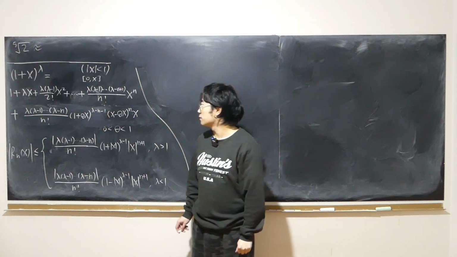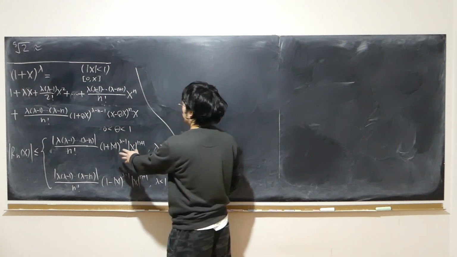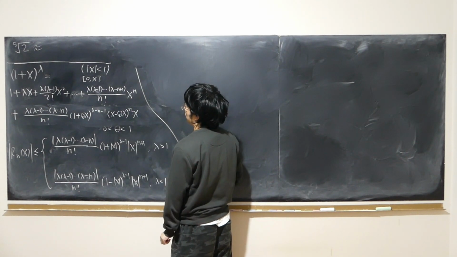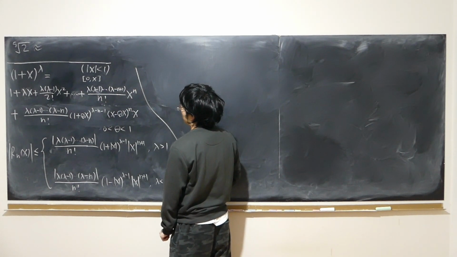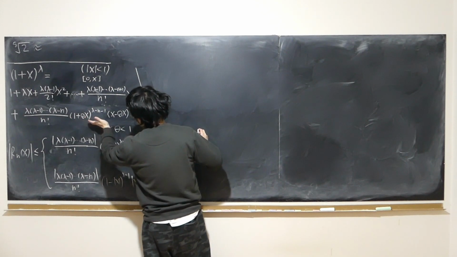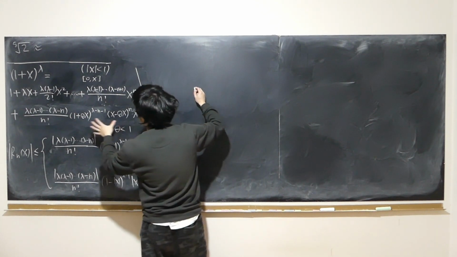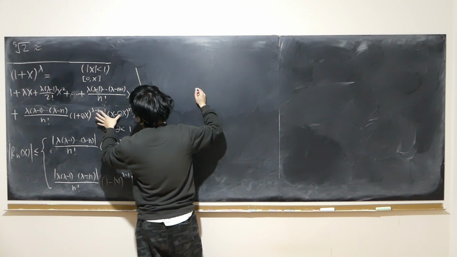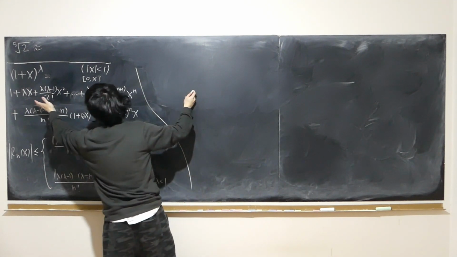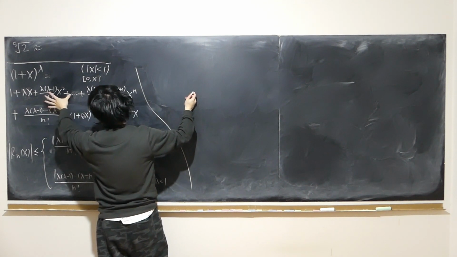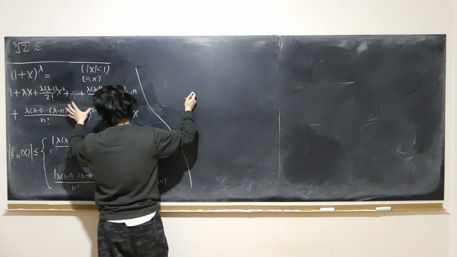I'm going to use the Taylor expansion with Cauchy remainder to approximate the value of the fifth root of 2. First of all, let me explain why the Cauchy remainder looks like this. According to the original definition, here I have the first n plus 1 terms of the Taylor expansion, right?